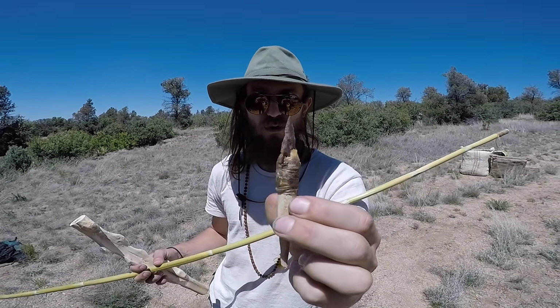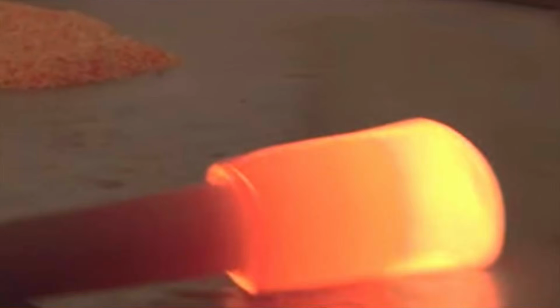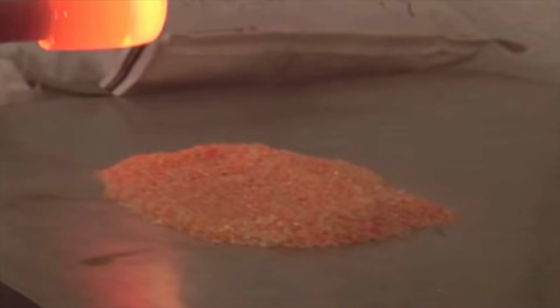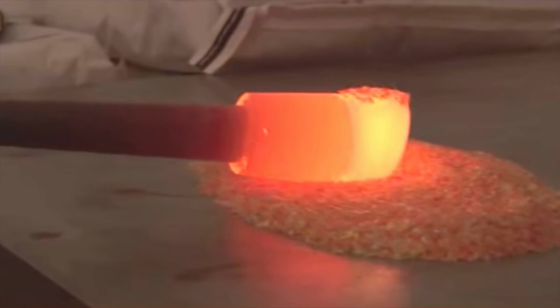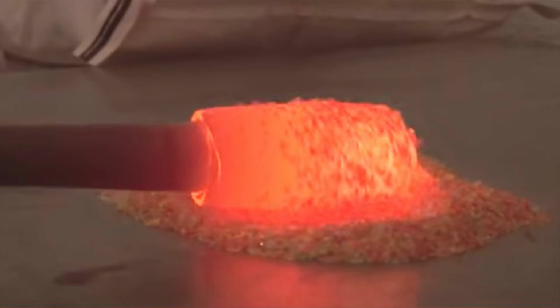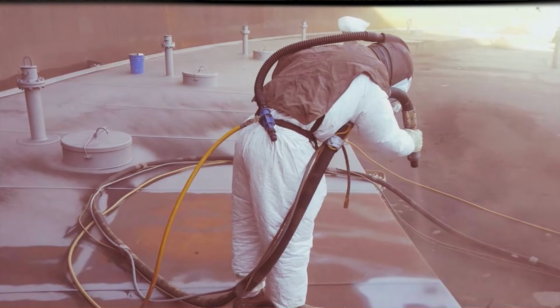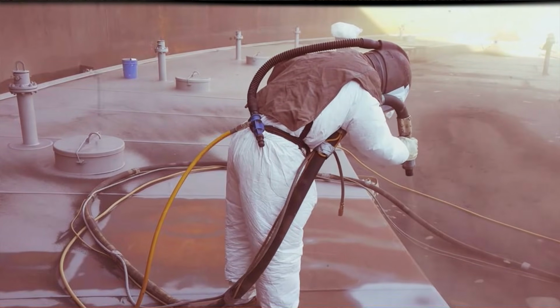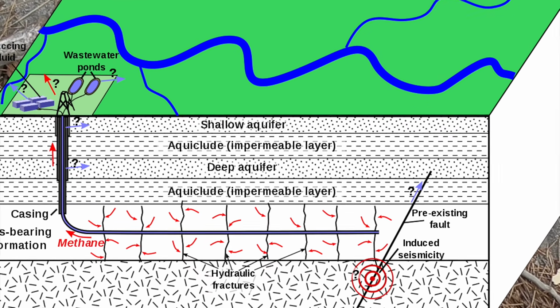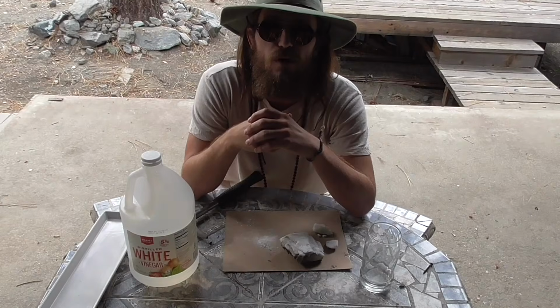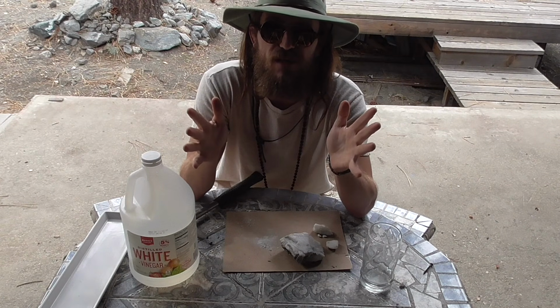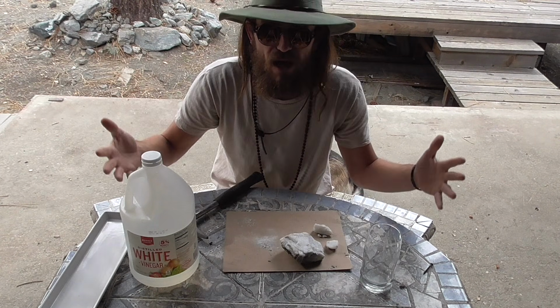stone points and other primitive tools. Modern uses, because of high purity silica sands, it's used in glass making, fiberglass. It's used as an abrasive for sandblasting and grinding because of its hardness and durability, and it's also used in the petroleum industry.